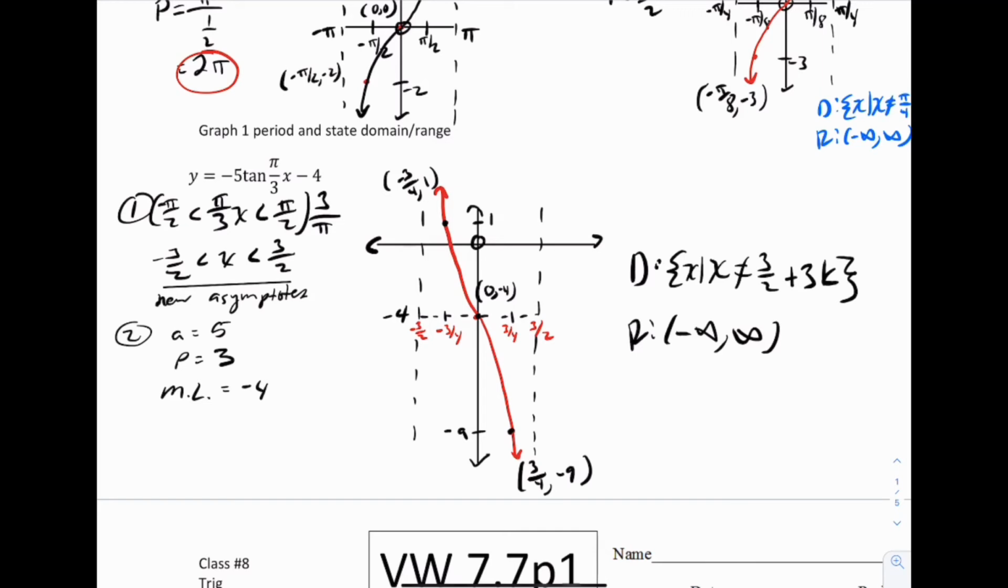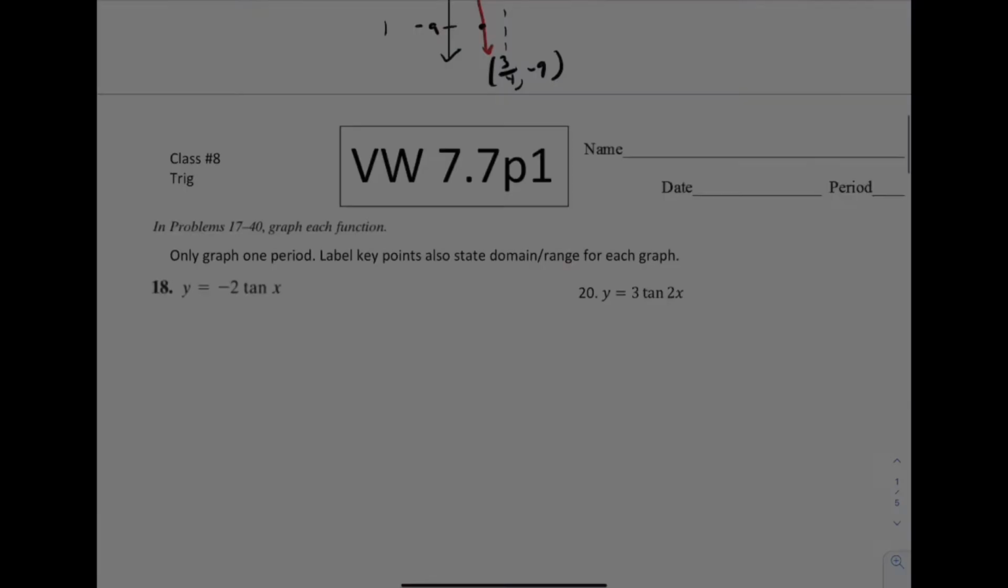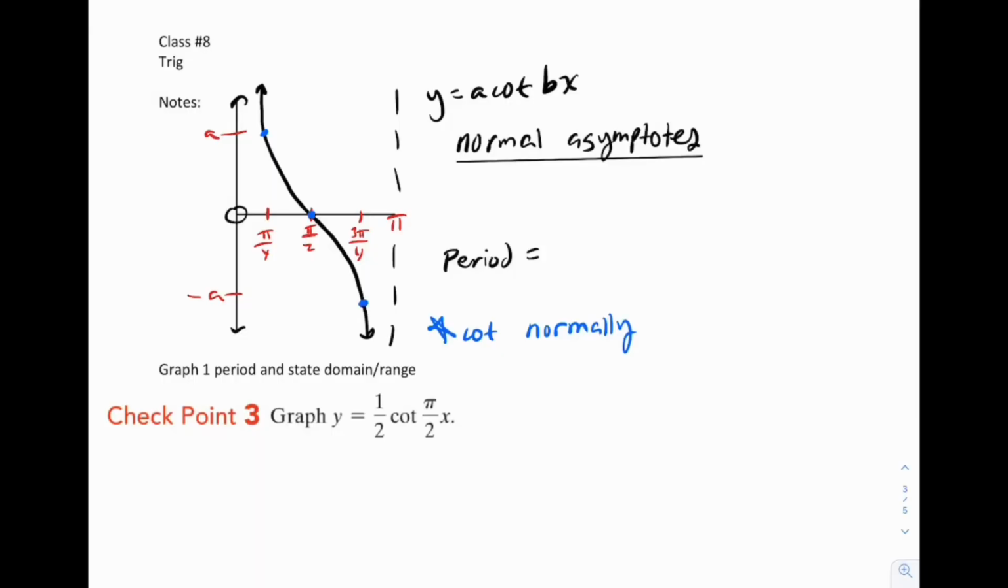Once you're done, you're going to go to the cotan part of the video. Now that you've done the tan problems, you're ready for the cotan graph. So take a minute, pause the video, and copy down the standard cotan graph along with the formula. Once you're done, unpause the video. So now that you've copied down the standard cotan graph, let's talk about the normal asymptotes.